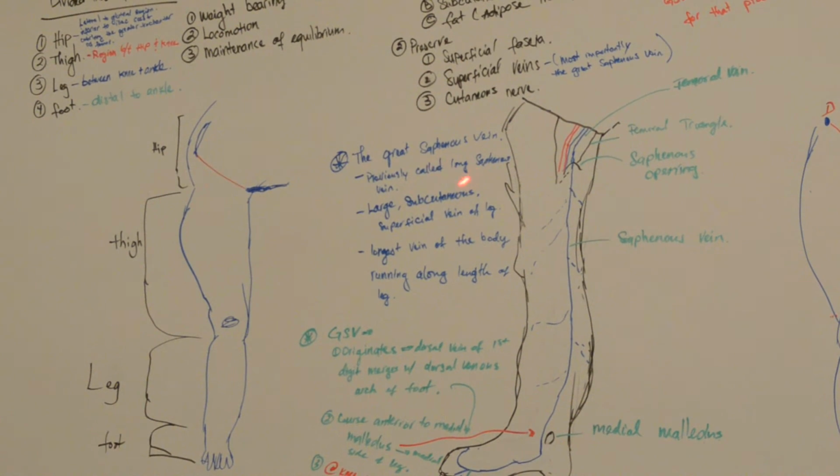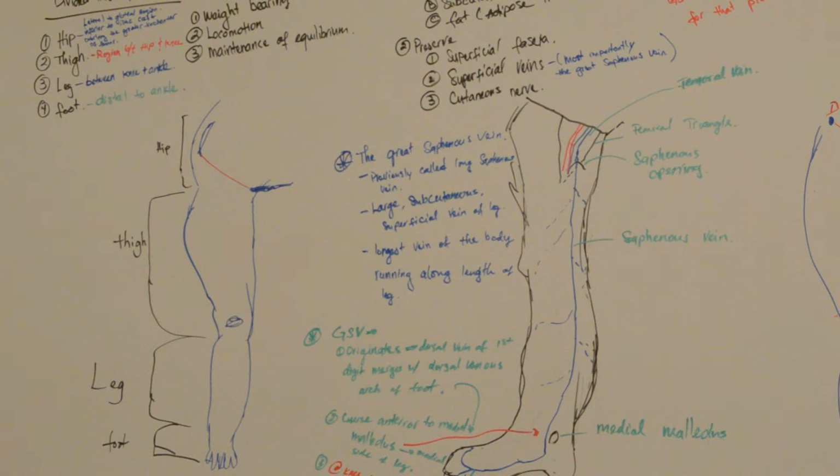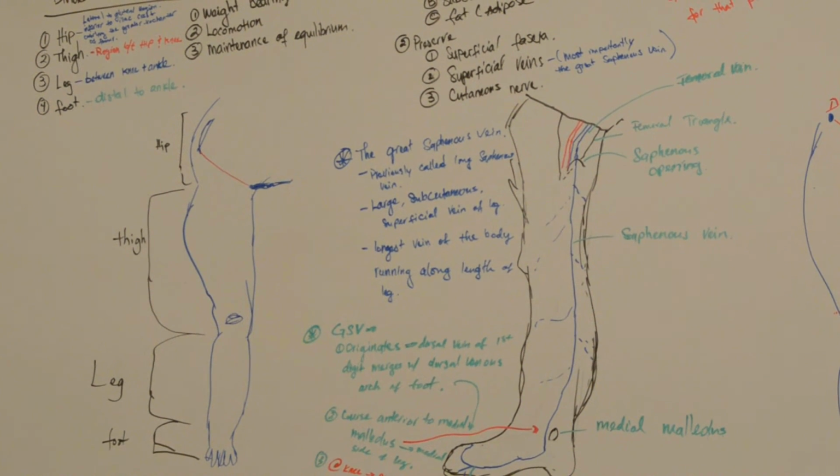So what is the great saphenous vein? Why is it so important? The great saphenous vein, previously called the long saphenous vein, is a large subcutaneous superficial vein of the leg, right here in blue, and it's the longest vein of the body running along the length of the leg. It runs along the medial side of the leg right here.